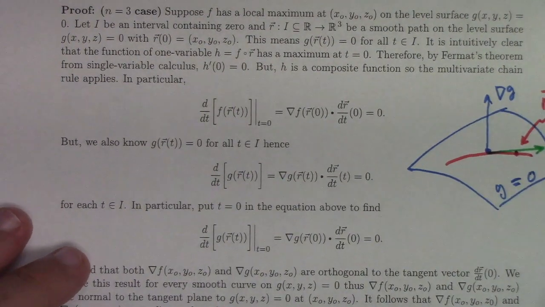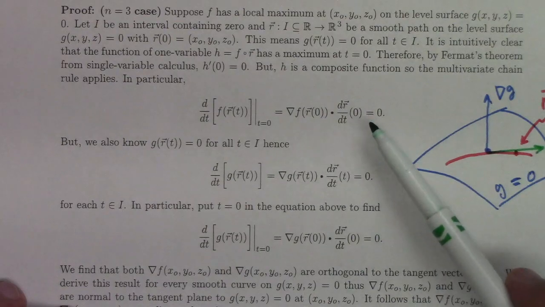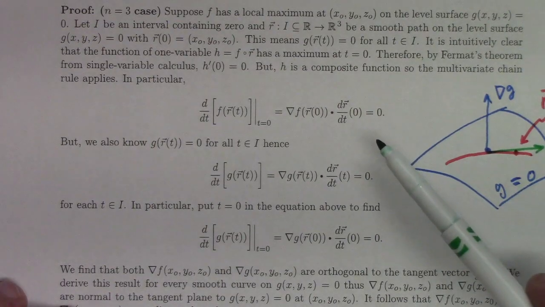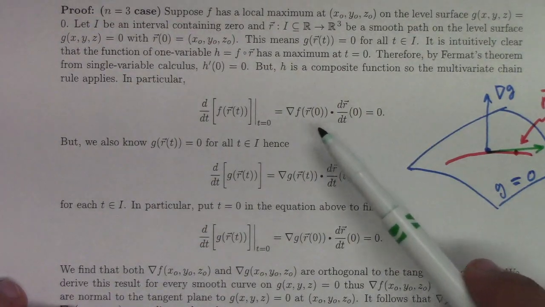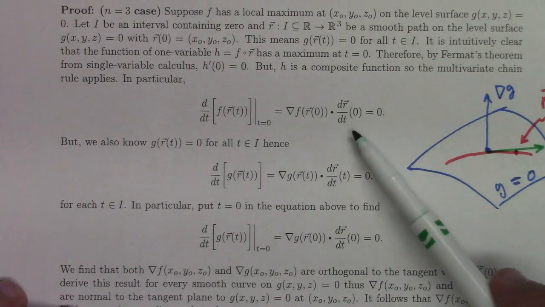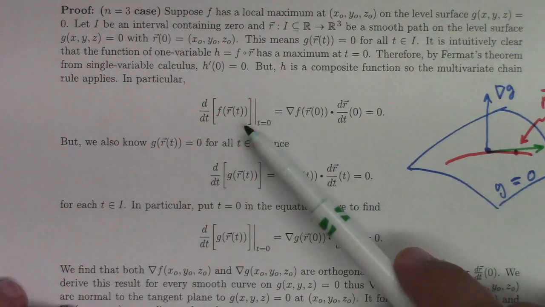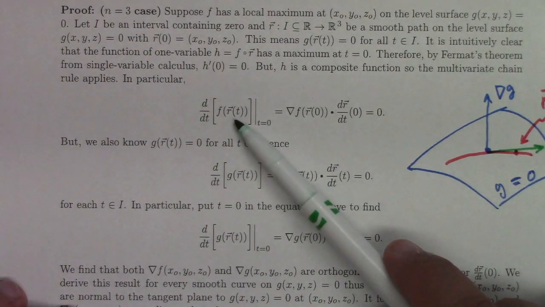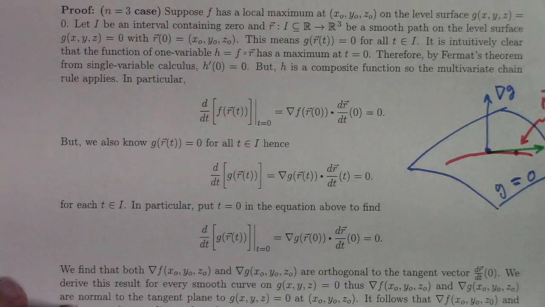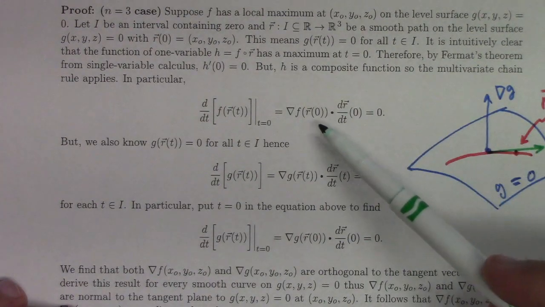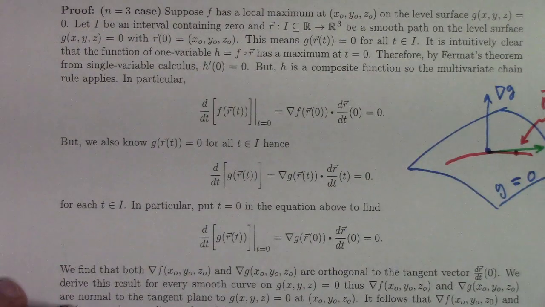And the thing is, we can also argue by essentially the same calculation as the n equals 2 case that the gradient of f must also be perpendicular to the velocity vector, because again, f composed with r of t is a function of one variable which is maximized at t equal to 0, because that's where f has an extreme value at that point. So what do we got? The gradient of f is perpendicular to the velocity. The gradient of g is perpendicular to the velocity.